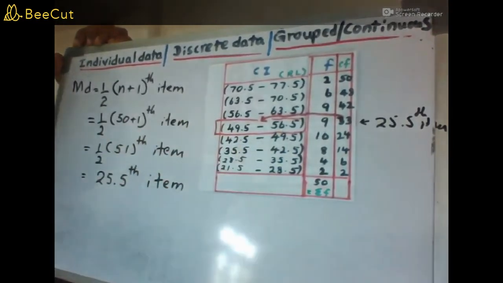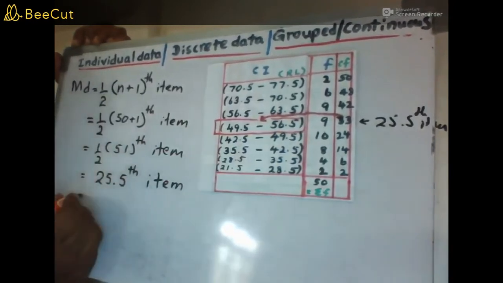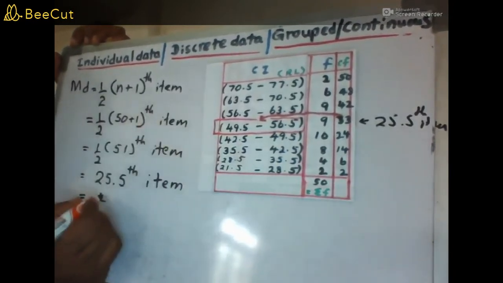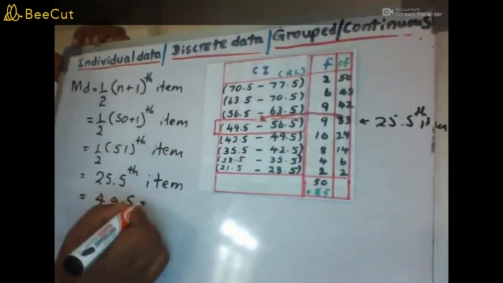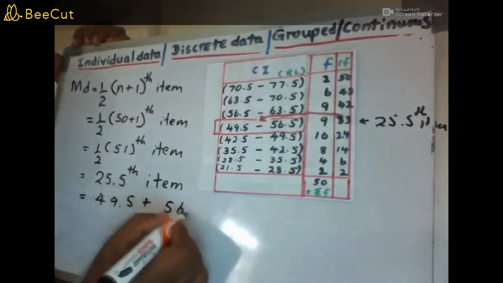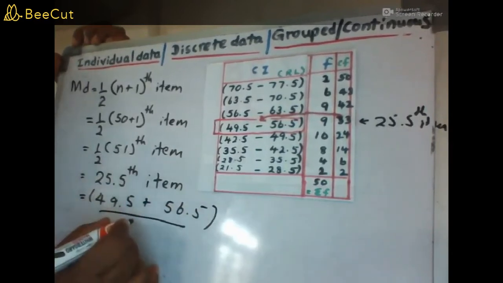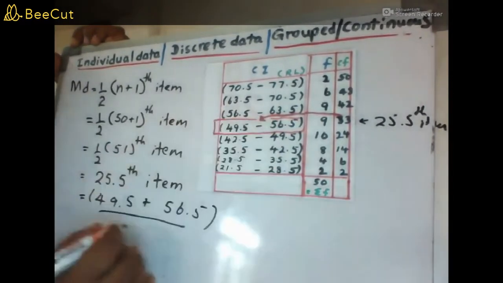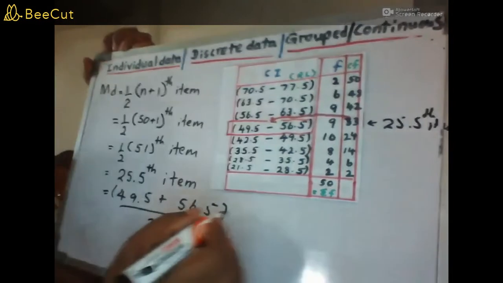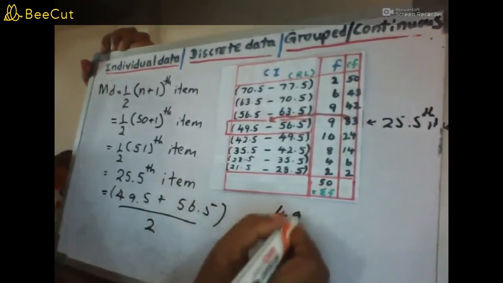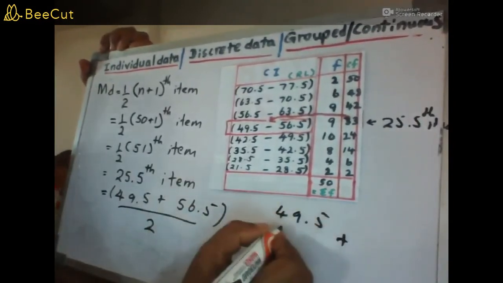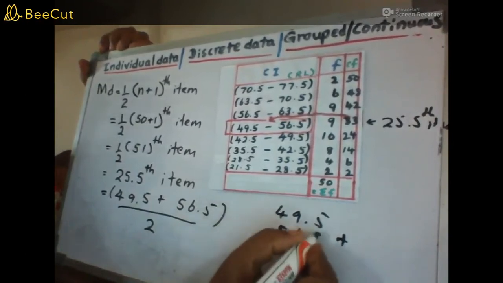So how to get the mark? We have to add 49.5 plus 56.5, divided by, we have to get the middle value, no? 2. So what is that? 49.5 plus 56.5.